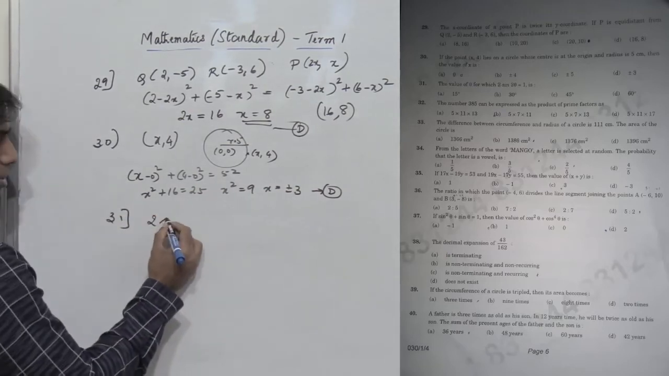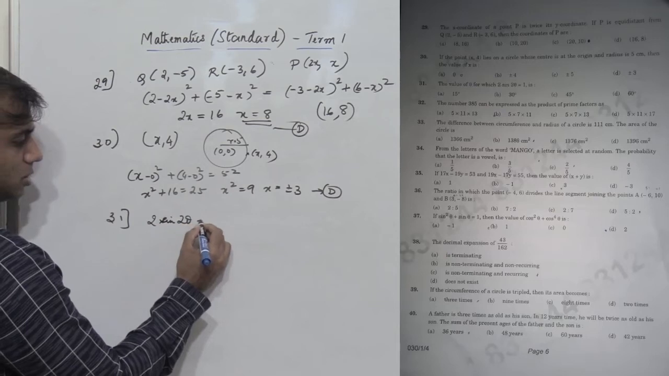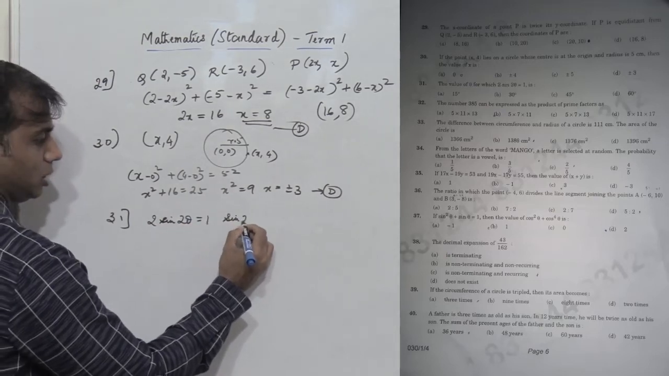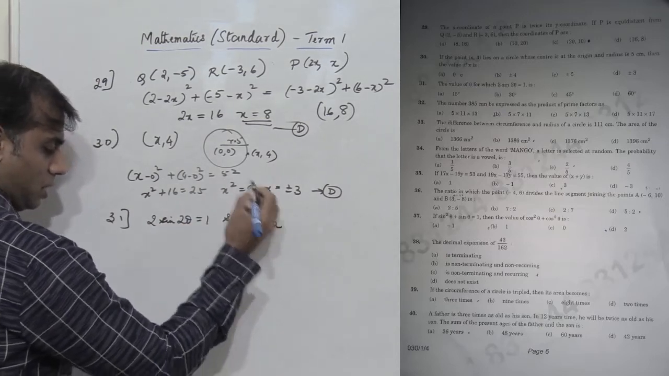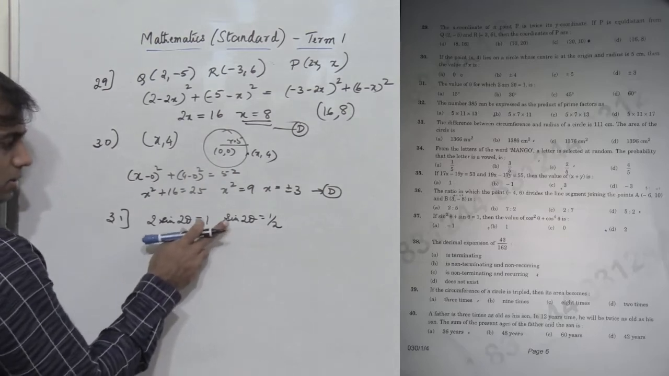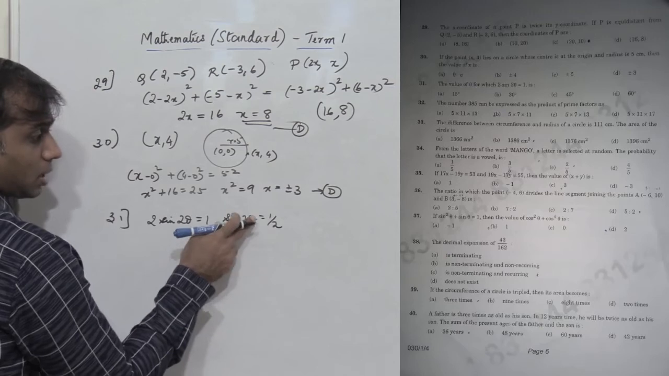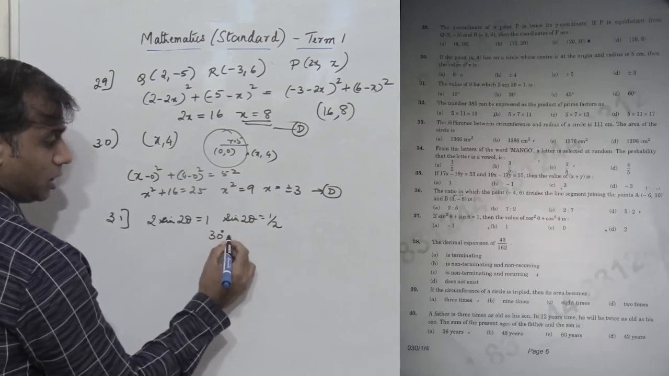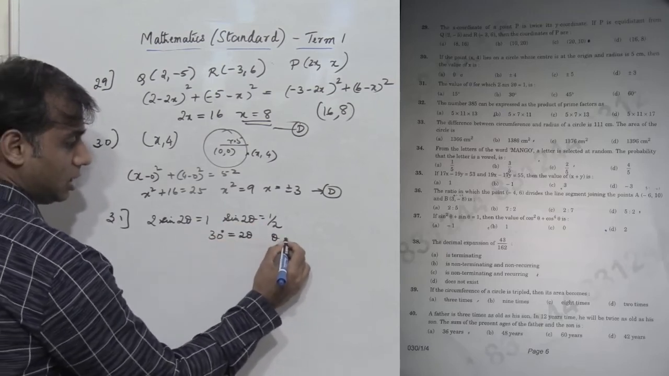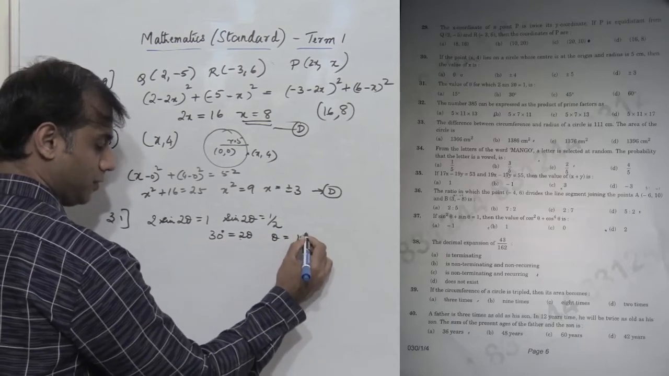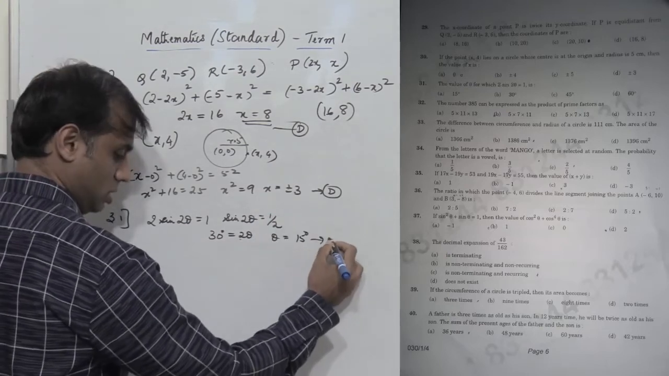31. I have 2 sine 2 theta equals 1, or sine 2 theta equals half. So we know that sine 30 equals half. So therefore 30 equals 2 theta. And what is theta? 30 degrees by 2, which is 15 degrees, which is option A.